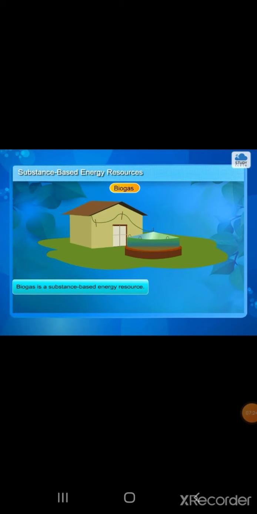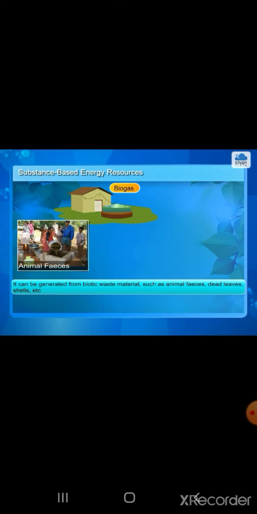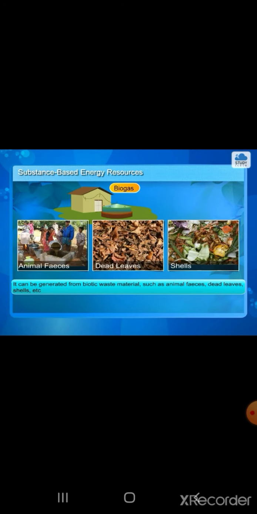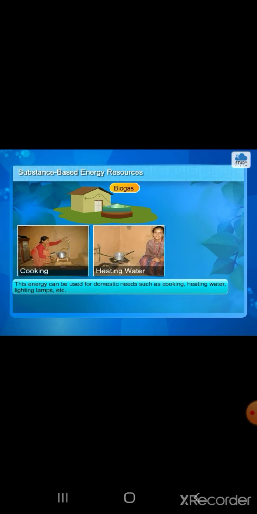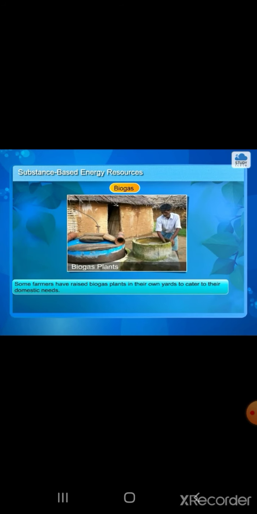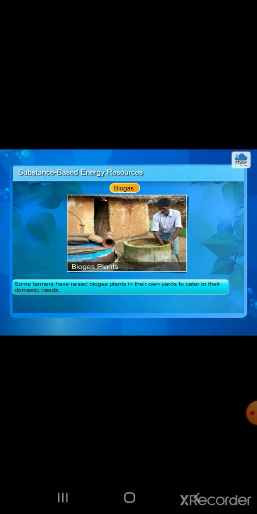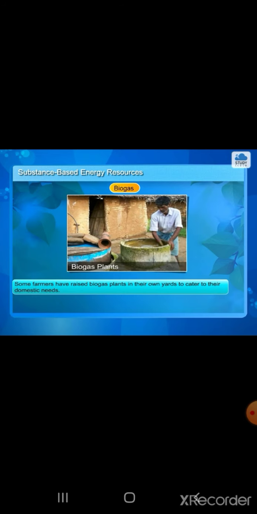Biogas. Biogas is a substance-based energy resource. It can be generated from biotic waste material such as animal feces, dead leaves, shells, etc. This energy can be used for domestic needs such as cooking, heating water, lighting lamps, etc. Some farmers have raised biogas plants in their own yards to cater to their domestic needs.